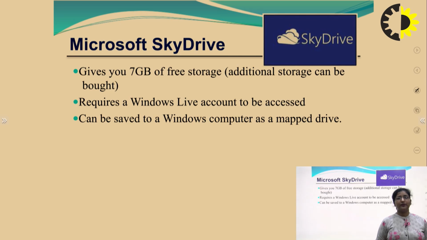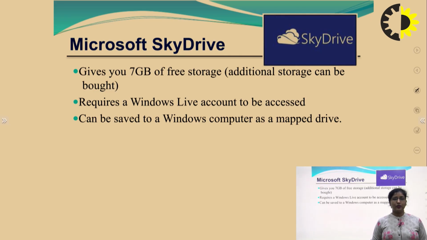Next is the Microsoft SkyDrive. So, Microsoft SkyDrive gives us 7 GB of free storage, and additional storage can be bought. See, in any of the drives which we have discussed till now, all of them are giving some amount of free space, like 15 GB, 7 GB, 2 GB. So, these are the free storage, and if you want more, then you can pay for it, and then more storage can be bought further.